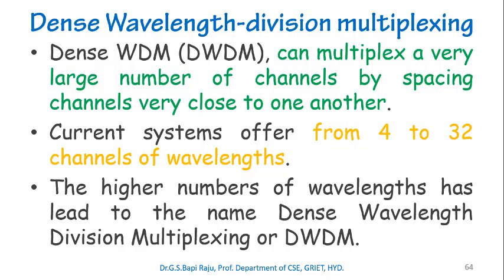And then comes dense wavelength division multiplexing. The difference is it can multiplex a very large number of channels by spacing channels very close to one another. So it's a little bit tighter compared to WDM. Current systems offer from 4 to 32 channels of wavelengths. The higher number of wavelengths has led to the name dense wavelength division multiplexing, or DWDM.